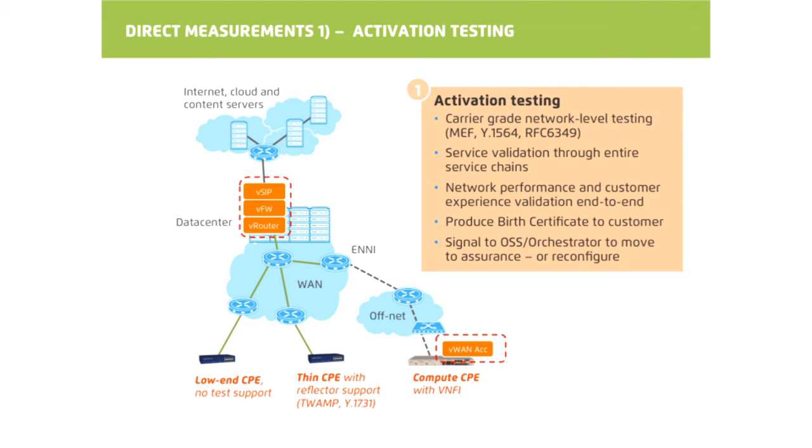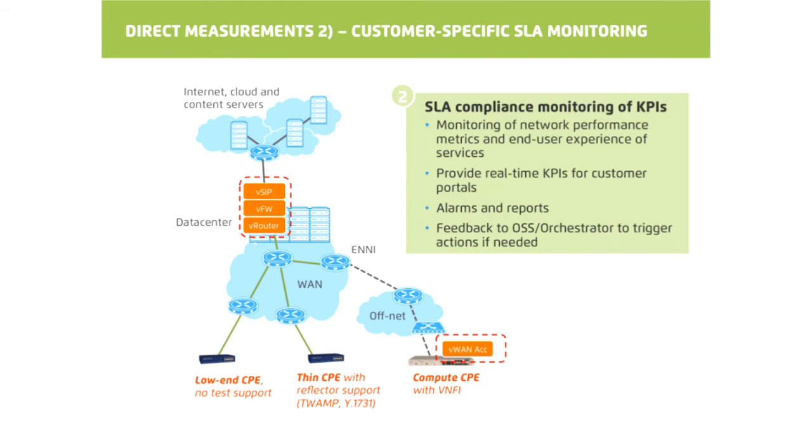And the second reason here is related to the ongoing SLA monitoring of the KPIs, as was also specified in the model, as Stefan explained. And this provides real-time data, of course, real-time insight that could be used for customer portals or alarms, but also to inform the orchestrator at runtime if some SLAs are violated, so that actions can be taken.